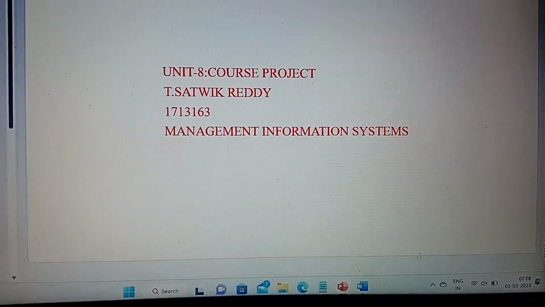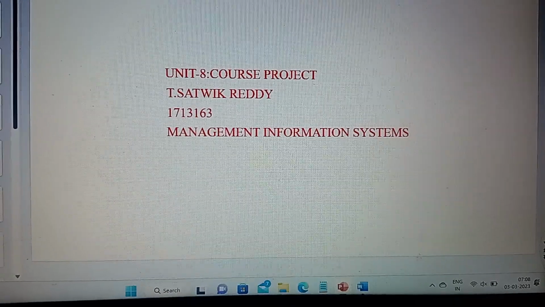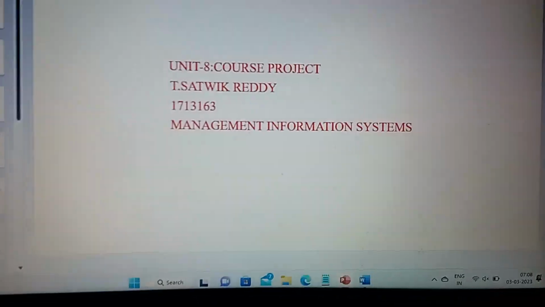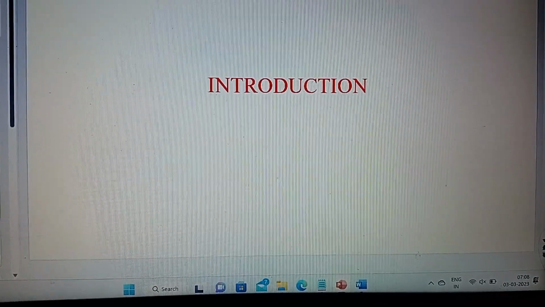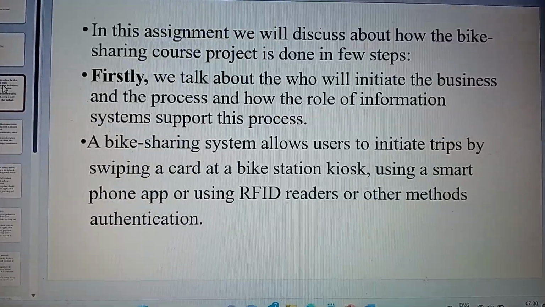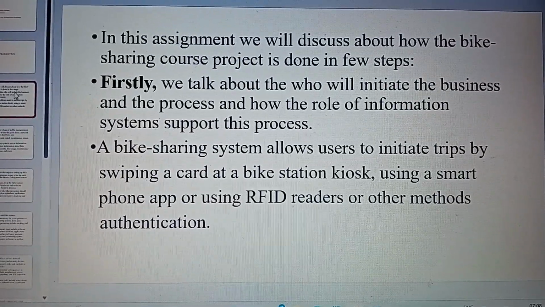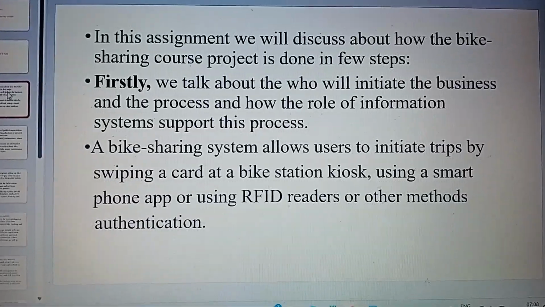This is Satvik Reddy. Today I will discuss the course project for Management Information Systems. Let's talk about the introduction of the course project. In this assignment, we will discuss how the bike sharing course project is done in a few steps.